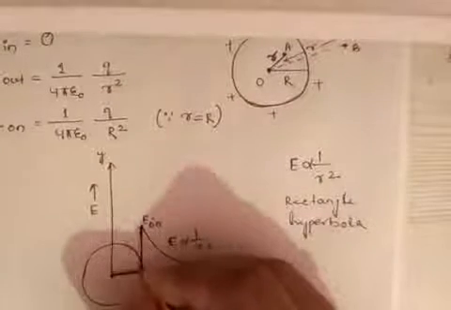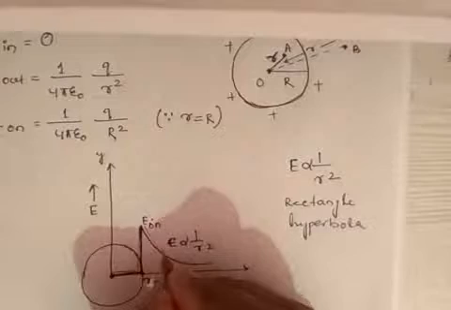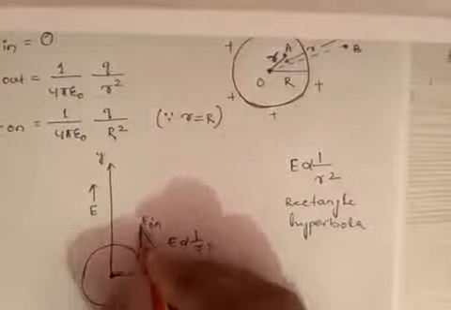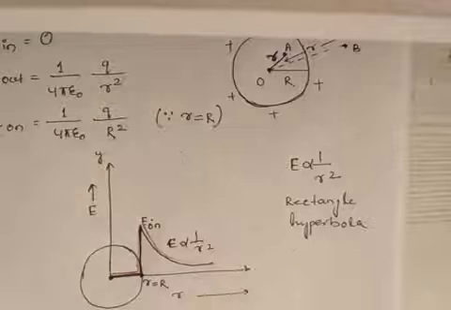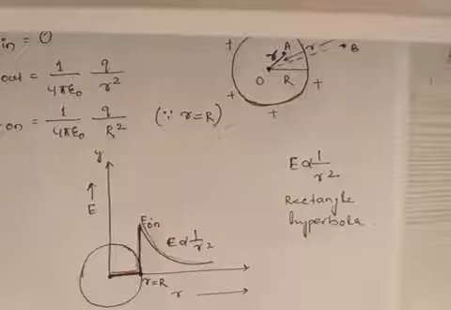These are the variations of electric field with the distance of the point of observation for a spherical shell. I hope you all get it. Thank you.